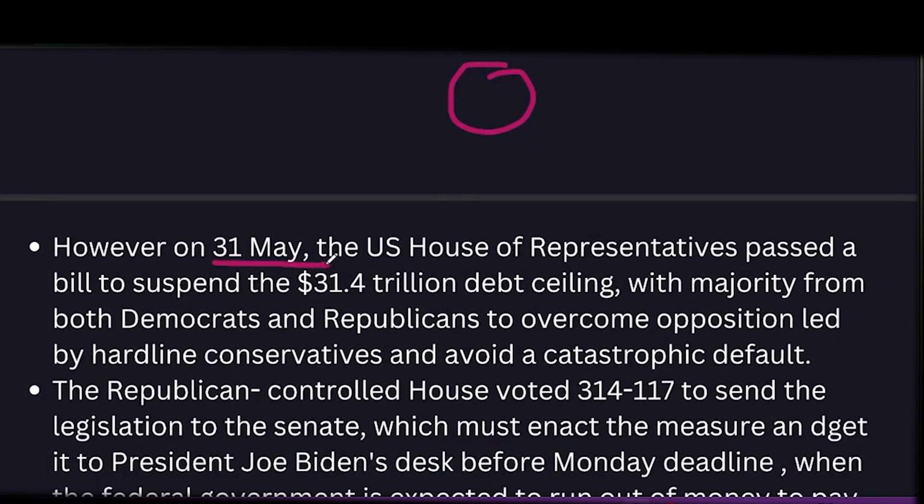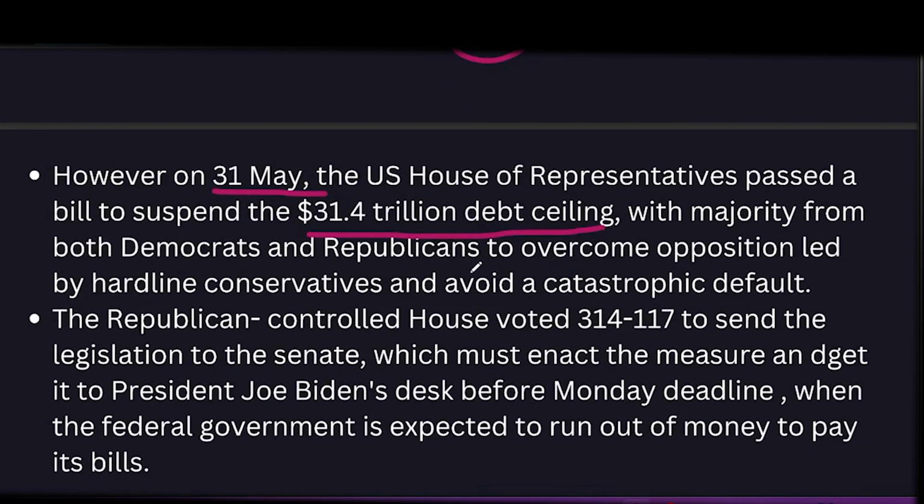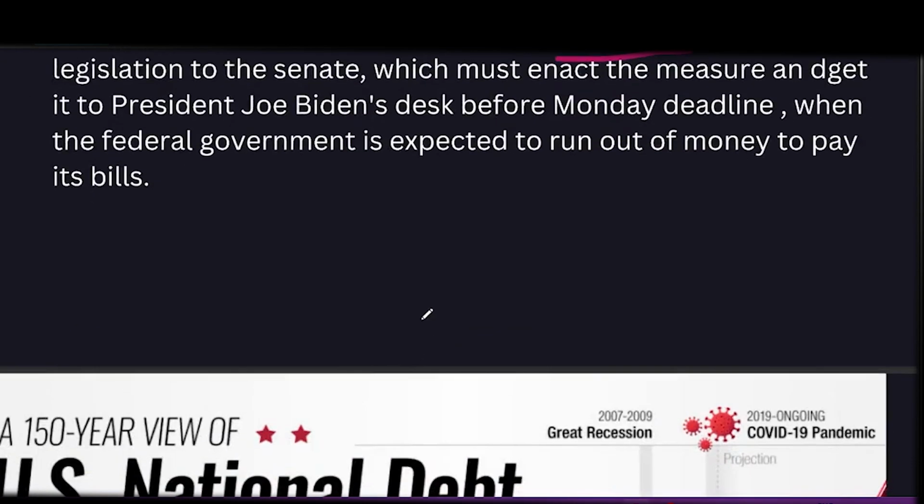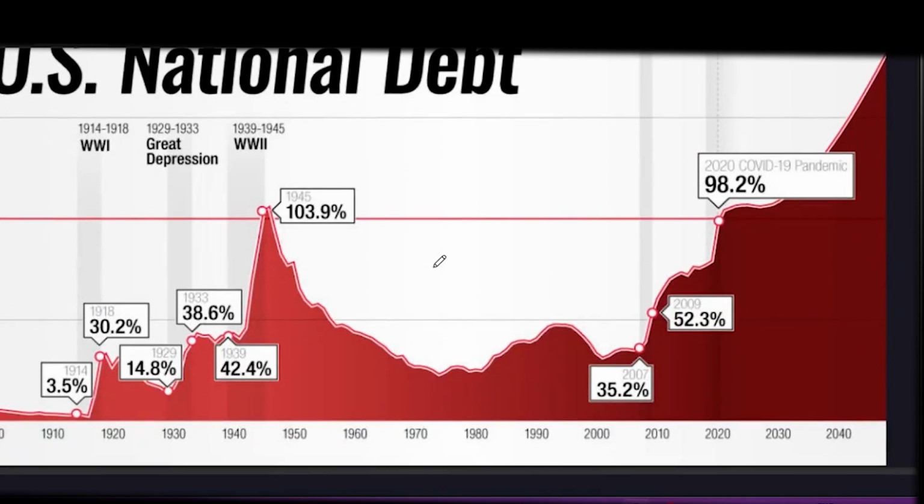But however, on 31st March, the US House of Representatives, like yesterday, passed a bill to raise the debt ceiling with a majority from both the Democrats and Republicans. So the vote is 314 to 117. Both the Republicans and Democrats support this. I think Republicans also support this bill. So you can see during World War II also it has risen 103%, which is a lot.